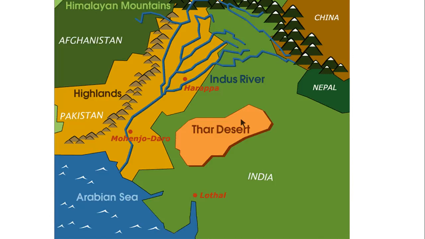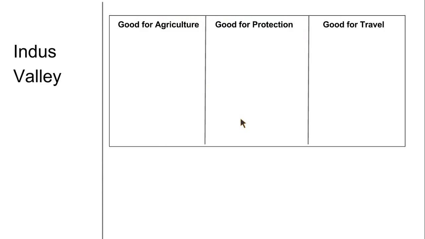So, in order to be the archaeologist, please draw these boxes in your notes. Take 1 minute to copy Indus Valley on the side and make the following 3 boxes. I want you to write good for agriculture, good for protection, and good for travel. Pause and copy those words. Okay, if you're hearing this, then your notebook should look just like mine.